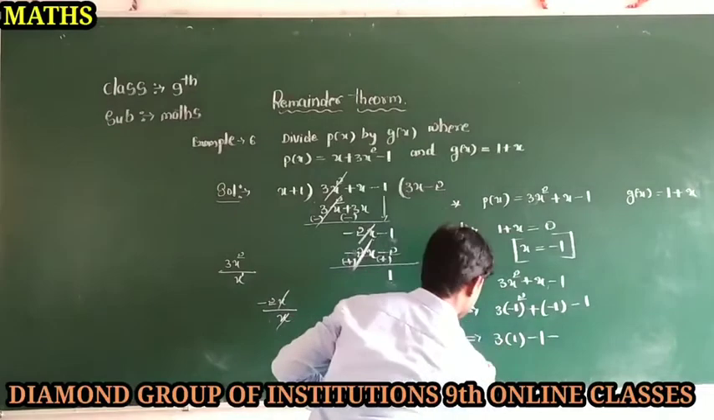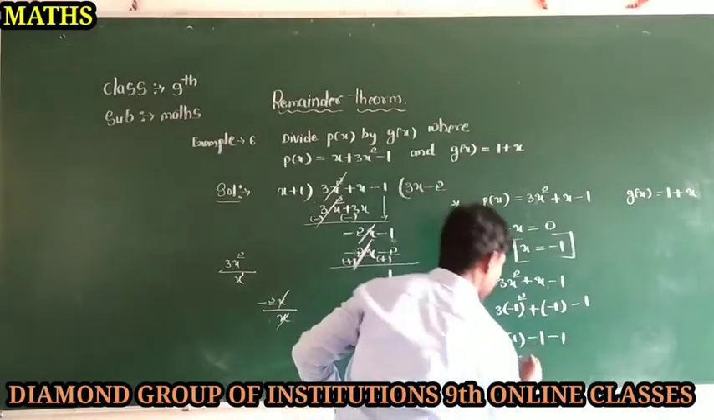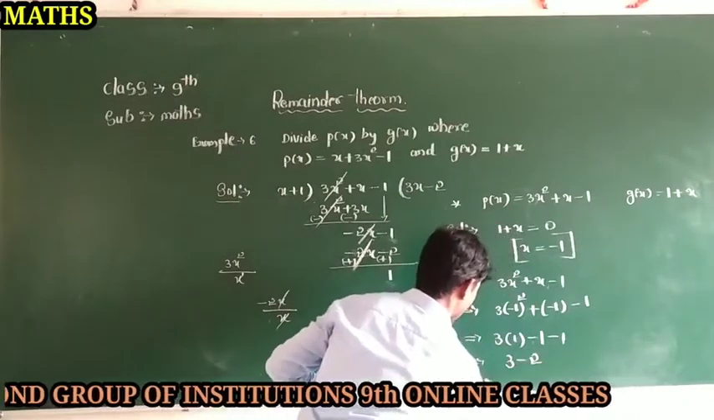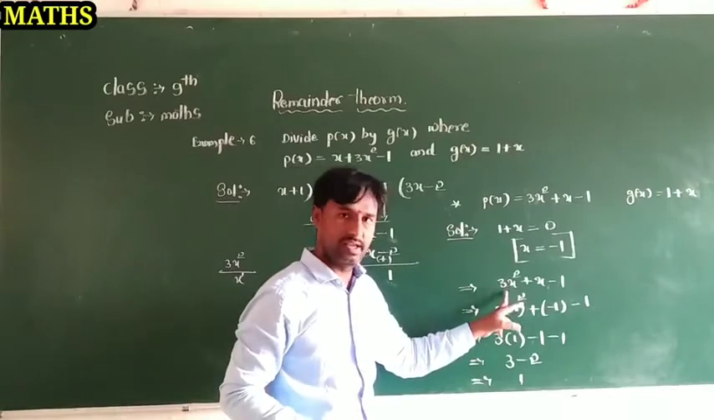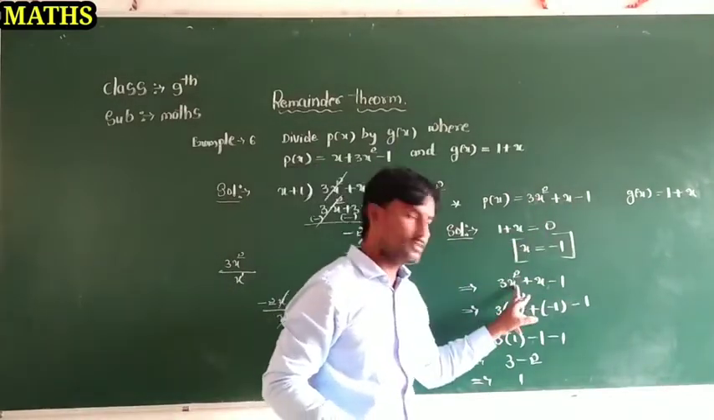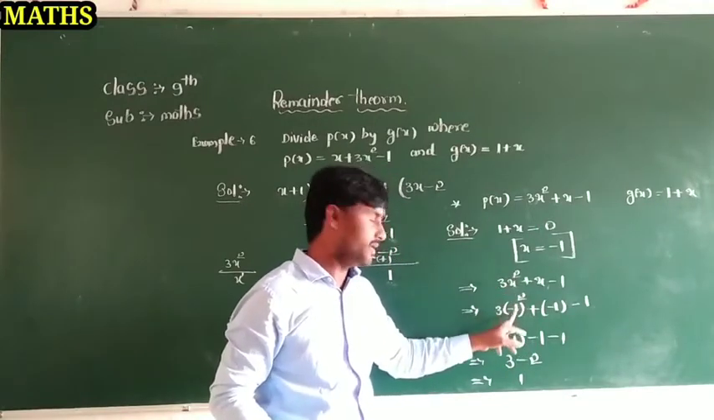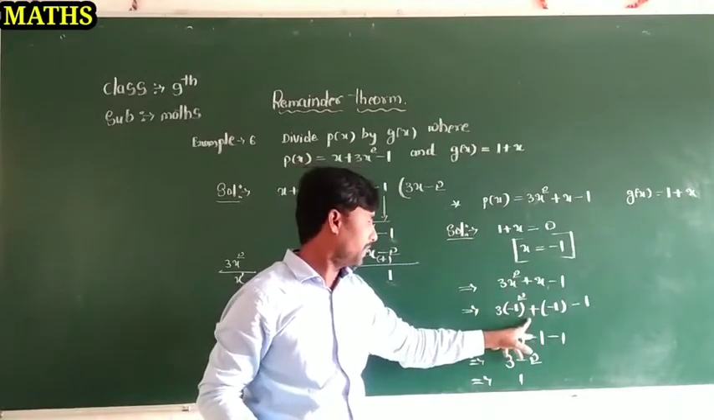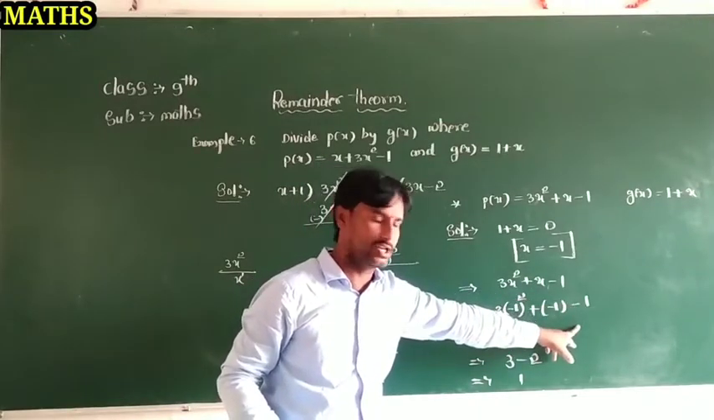Next, 3 minus 1 is equal to minus 2. Now we got the answer plus 1. Understood? One more time, the polynomial 3x square plus x minus 1. Where is the x? There, substitute the value minus 1. I substituted here: x square means minus 1 whole square, and plus x value is minus 1, dear students. This is the answer as it is.